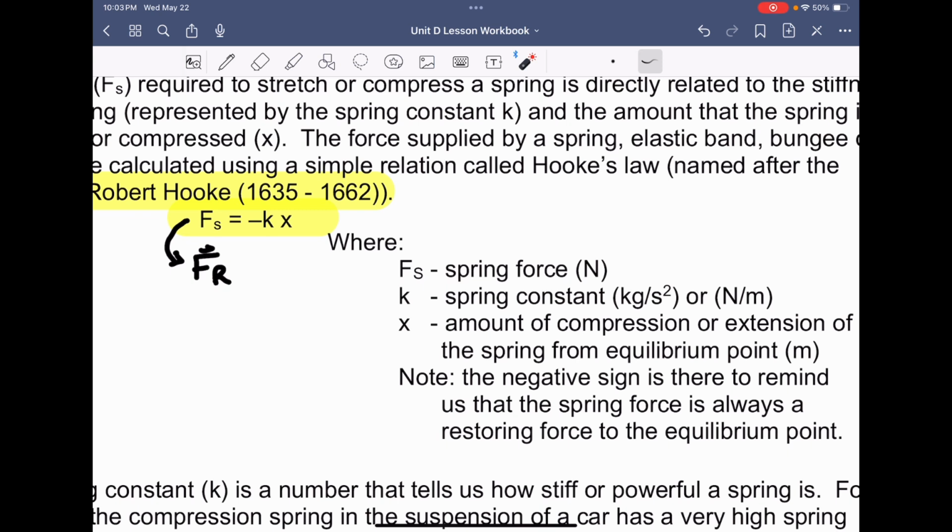Now, you're probably wondering, what is this negative that's attached to here? Why is there a negative up front? Well, the negative is going to help us understand how the restoring force is always pointed towards the equilibrium, and we'll see that throughout the notes, but we want to be specific with that.